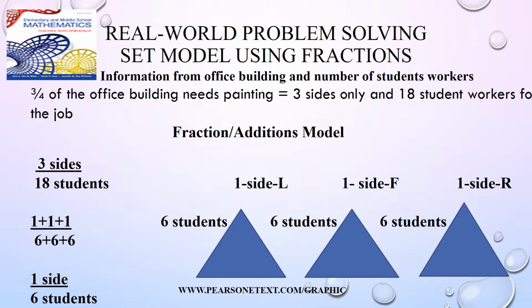So what I did was provide a model using triangles as representative of the size of the wall of the building. And so for the left side, you have the one side, 6 students. You have the front side of the building, which will also be 6 students, and then the right side will be the 6 students. So let's look at the other part that we need to figure out.